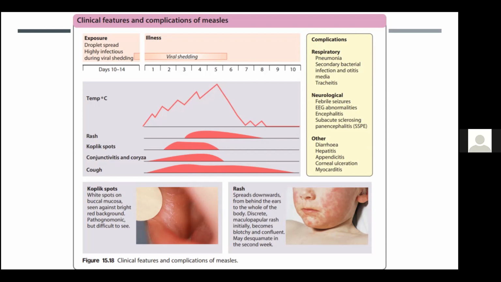It begins on the face and spreads to the trunk, and it quickly becomes confluent. After about 3 to 6 days, it becomes a brown color and can desquamate. And the child is usually very ill looking, and they can have photophobia. And complications of febrile seizures, otitis, pneumonia, encephalitis, LTB, thrombocytopenia.